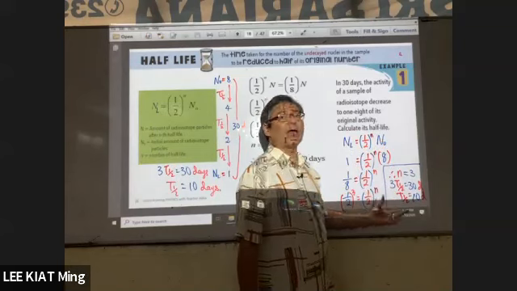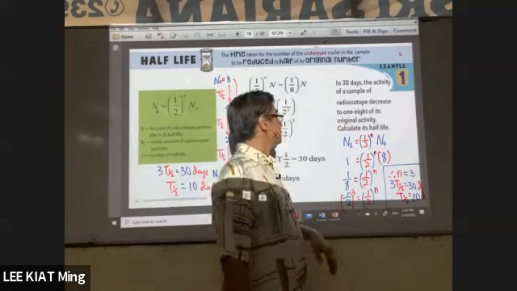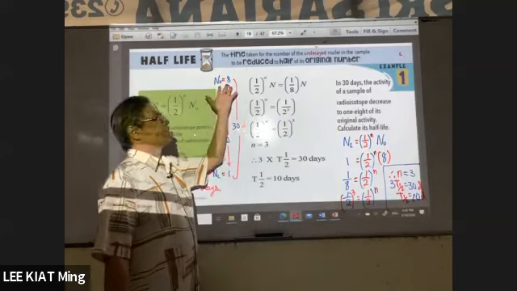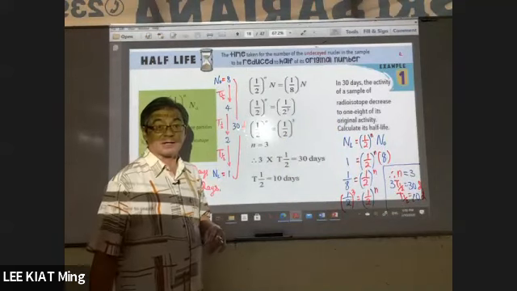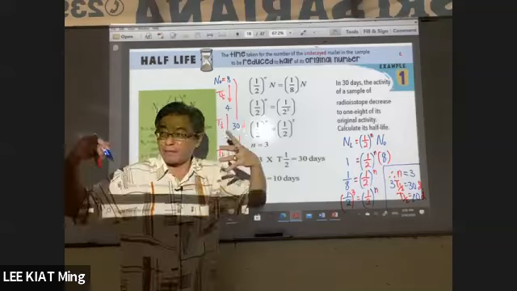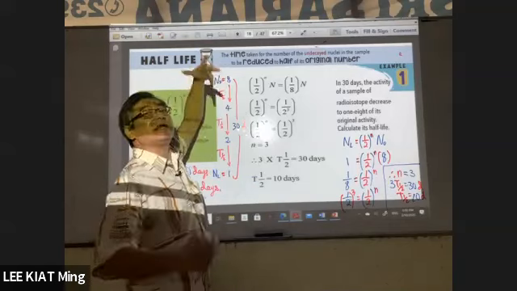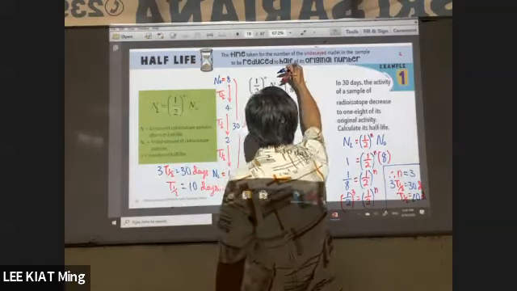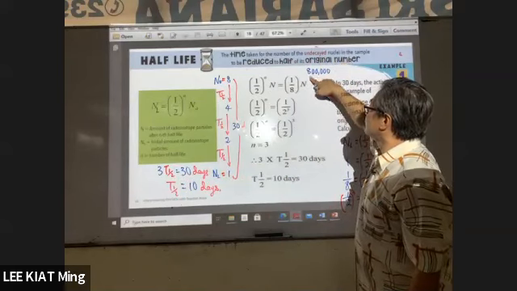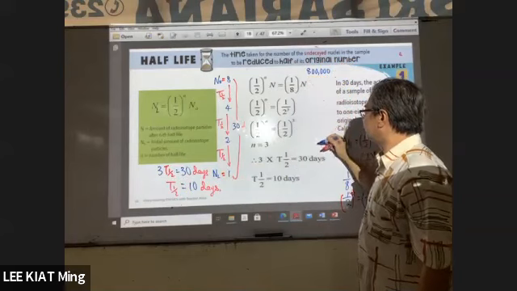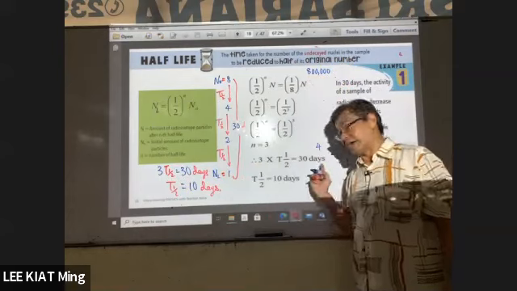Clear? When do you use the formula? If the number is very small, no need for the formula, just draw the arrows. If the number is very big, they don't start from 8. They start from, let's say, 800,000. We want it to decay until it reaches, let's say, 4. Are you going to draw arrows? You will die drawing arrows.